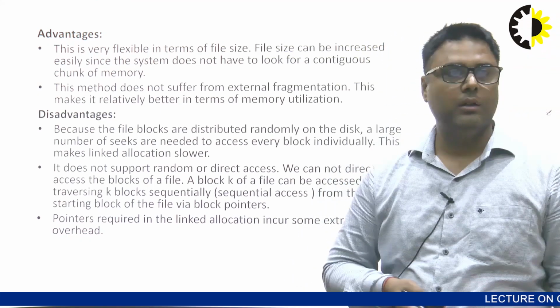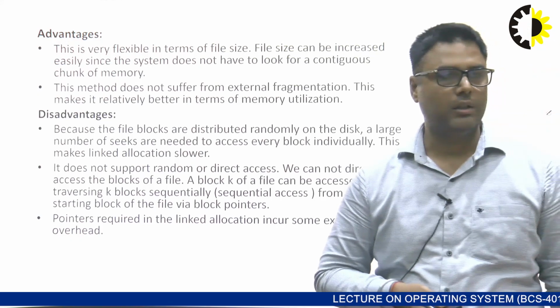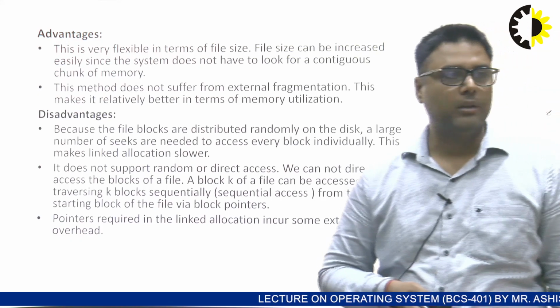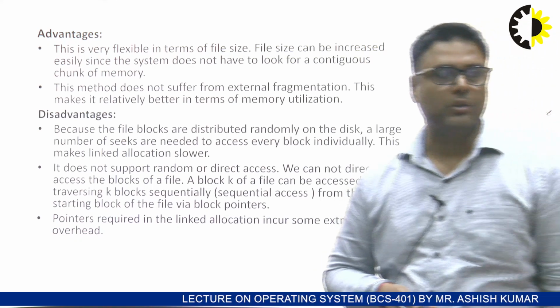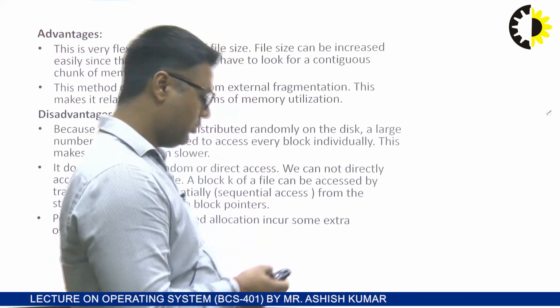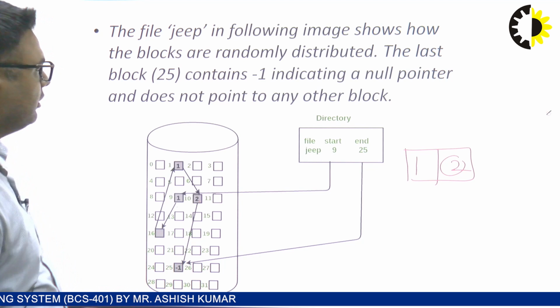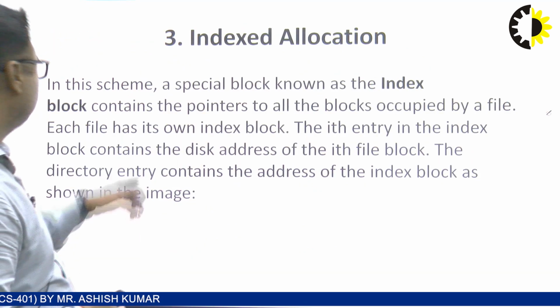A block k of a file can be accessed only by traversing k blocks sequentially from the starting block. The pointers required in linked list allocation incur some extra overhead. So data moves from one position to another across every value, and it takes some time.